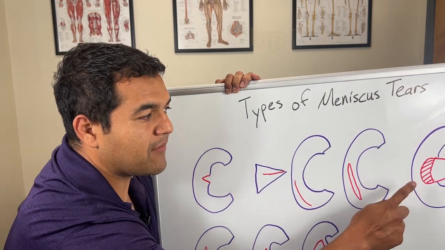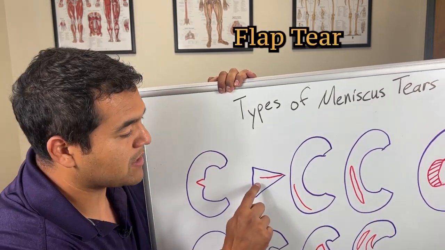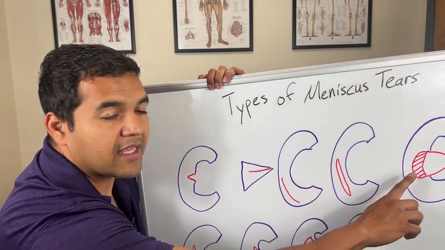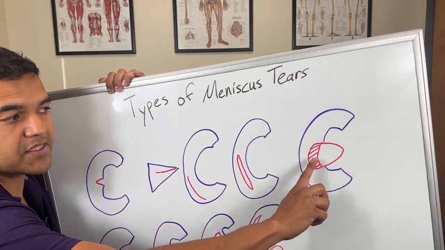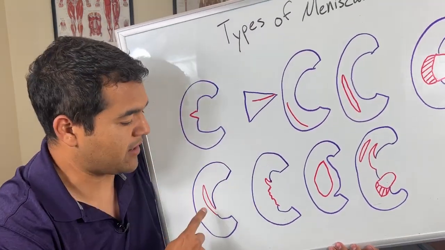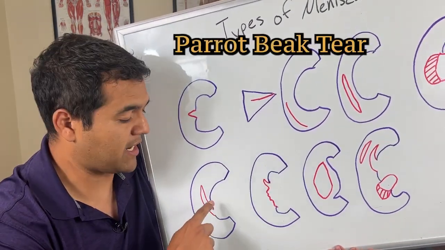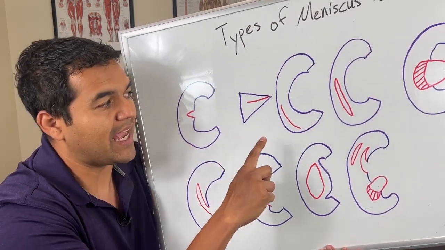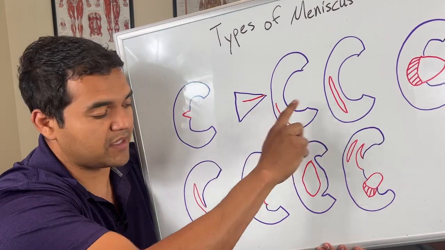Over here we have the flap tear, and that progresses from this. When that horizontal tear starts to peel open, it can create a flap just like that. Now down here in the bottom we have a progression of the radial tear. It can turn into a parrot beak tear if it starts to turn up, kind of like a combination between a radial tear here and a longitudinal tear, like one of these two.